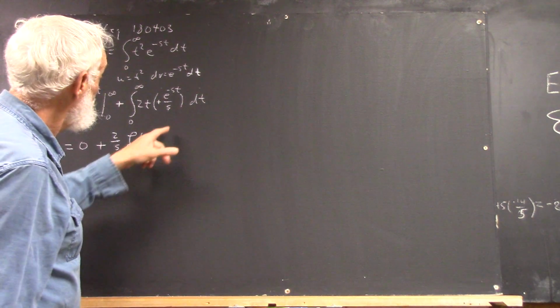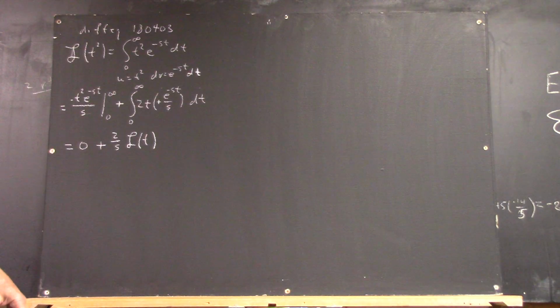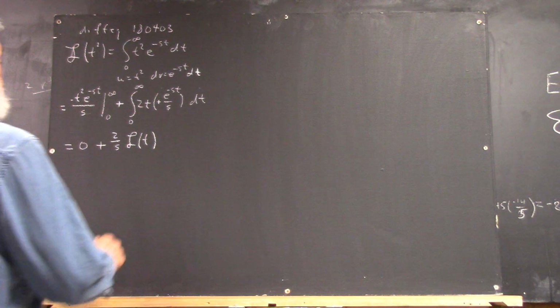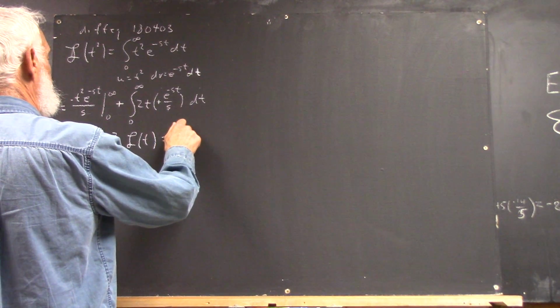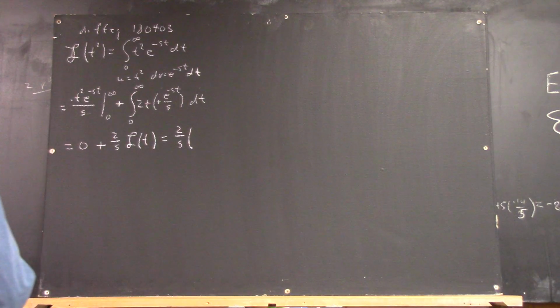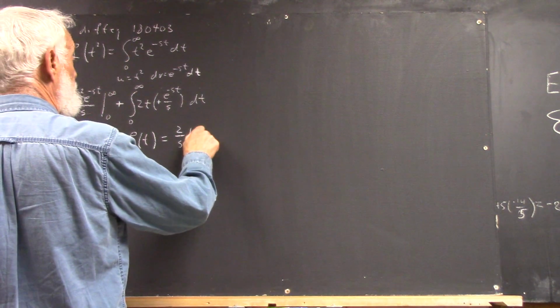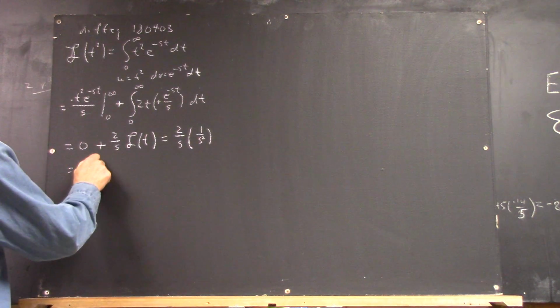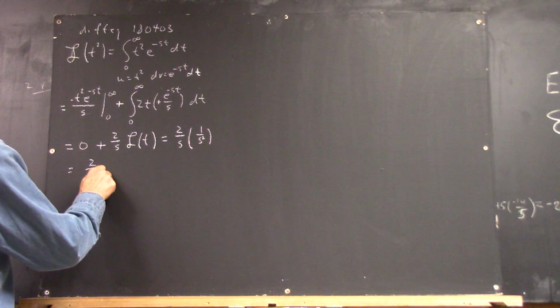So we don't have to do the next substitution, do we? We could, and we would come out with exactly the same thing. But that's 2 over s multiplied by 1 over s squared. Which is 2 over s cubed.